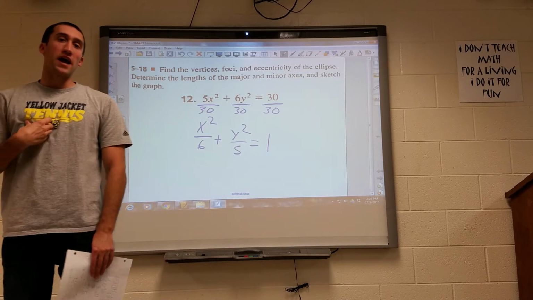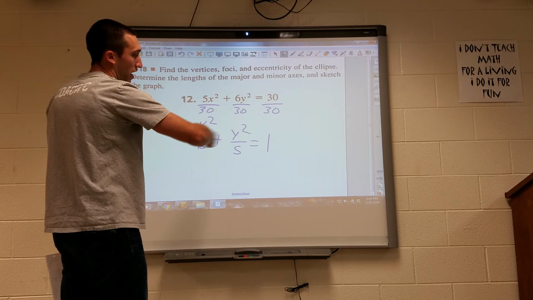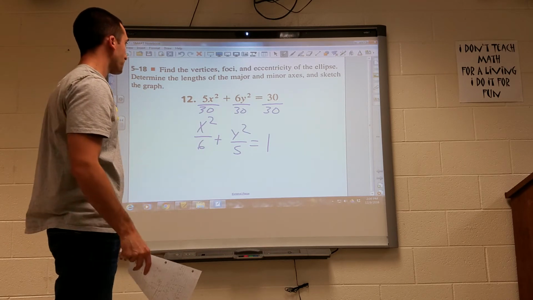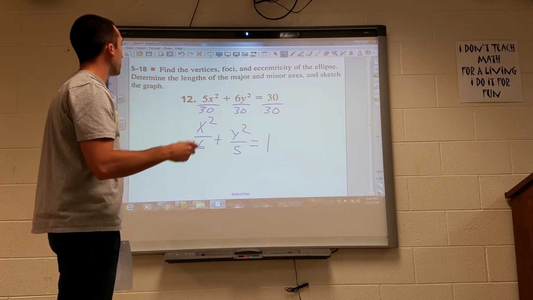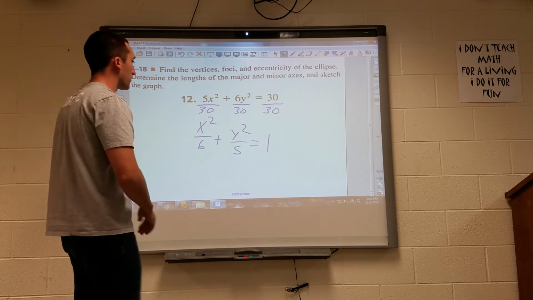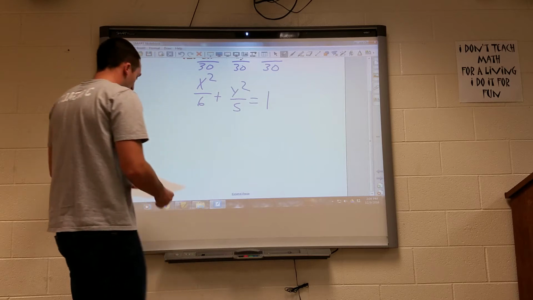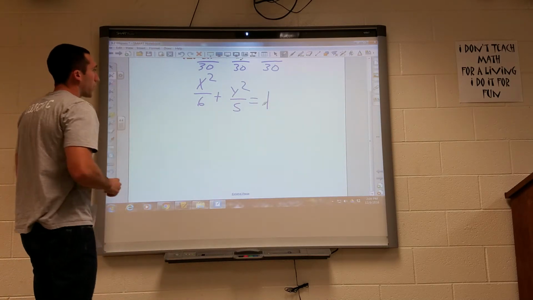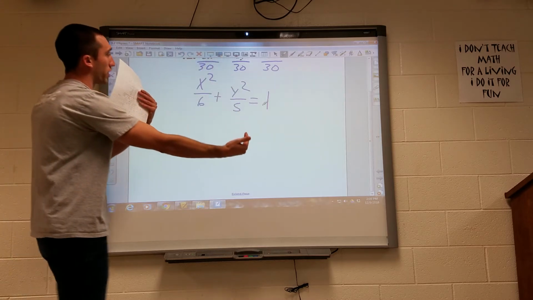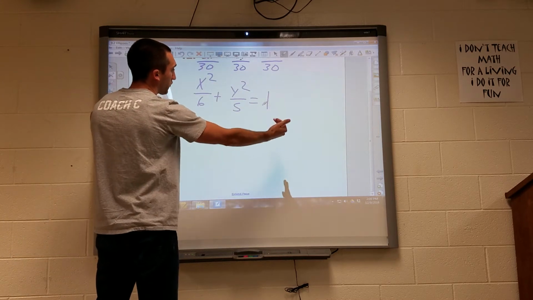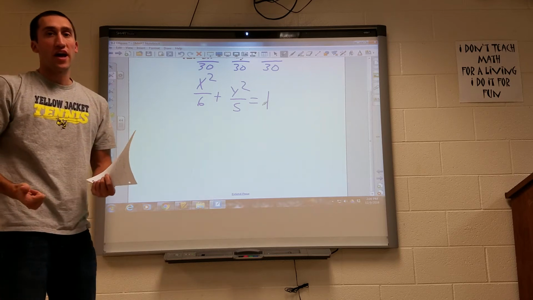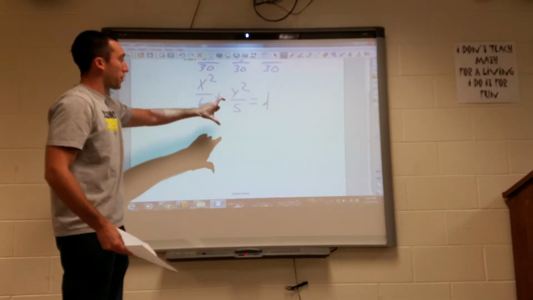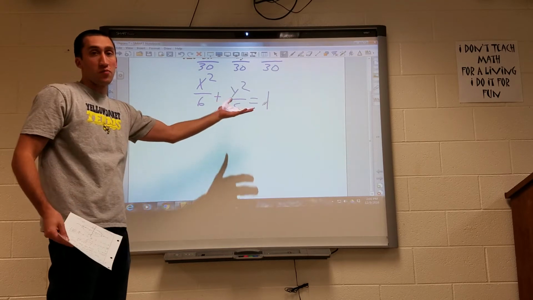Okay, so now already I can tell this is going to be a horizontal ellipse because the denominator under my x squared is larger. So now let's go ahead and find the vertices, foci, and eccentricity. So the vertices, which are the points on either side of our ellipse, are going to be plus or minus a, and the minor vertices, so the thinner part of our graph, are going to be plus or minus b.